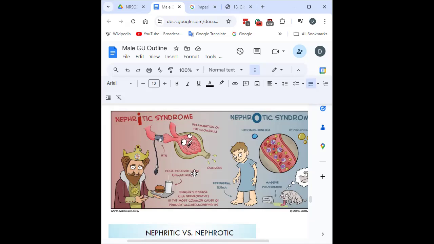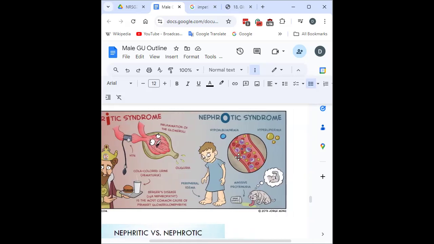And then on the nephrotic syndrome, it has an emphasis on the O for the protein. It has the dude looking at his edema. It has a picture showing that there's hyperlipidemia. There's less albumin because you're peeing it out. And there's so much protein loss that this dog is thinking about getting buff because he's drinking the protein pee.